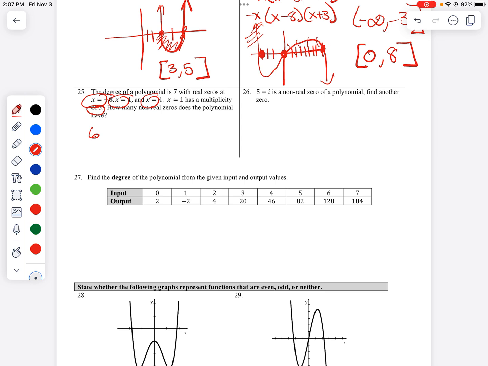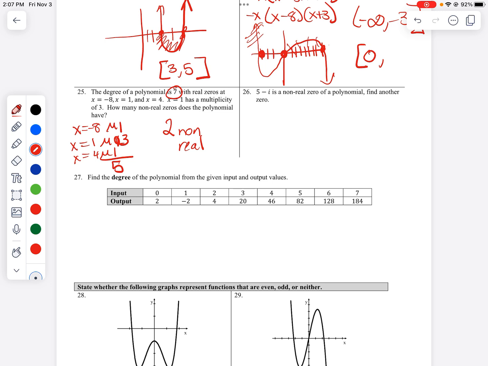No, sorry, did I circle the wrong amount? Let's see this again. So zeros at x equals negative 8, multiplicity 1. X equals 1, multiplicity 1. X equals 4, multiplicity 1. Oh, and x equals 1 has multiplicity of 3. Well, that's a total of 5, and it's degree 7, so it has to have 2 non-reals.